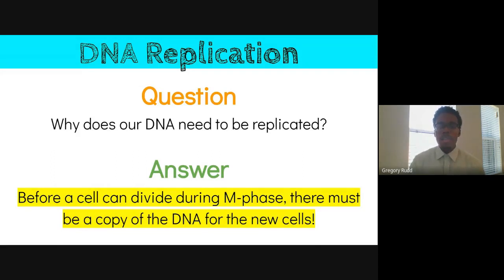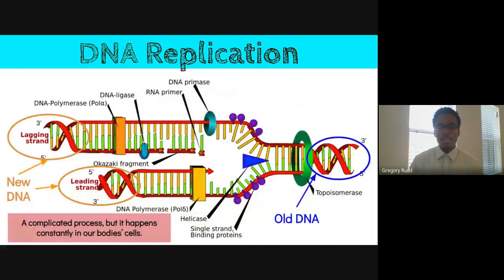All right, so before the cells can divide during M phase, which is either mitosis or meiosis, there must be a copy of the DNA for the new cells. Now, DNA replication is a lot. There's a lot going on in this process. I'm not going to get into it all. If you're interested in this process, I would encourage taking the AP biology class where we do break this process down. But the most important takeaway: we start off with old DNA, and we eventually end up with 2 new strands of DNA. So we start off with old, we end up with 2 new strands of DNA.